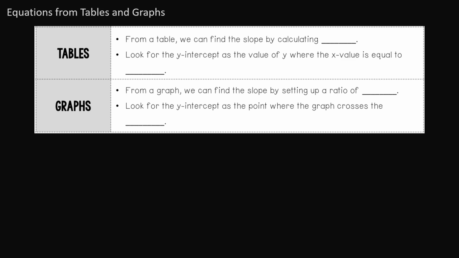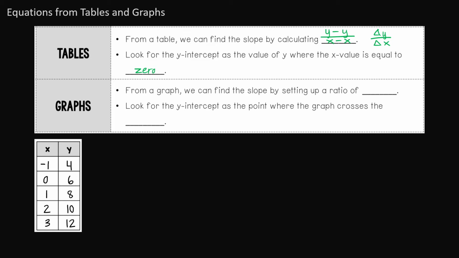Now let's talk about how this plays into tables and graphs. For a table of values, we can find the slope by calculating the change in y, so one y value minus another, divided by the change in x. And you've seen me write it this way before. Delta y over delta x just means change in y divided by change in x. And in the table, we look for the y-intercept as the value of y where the x value is equal to 0.